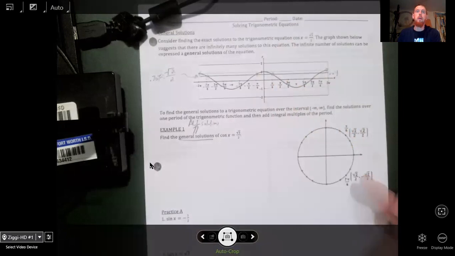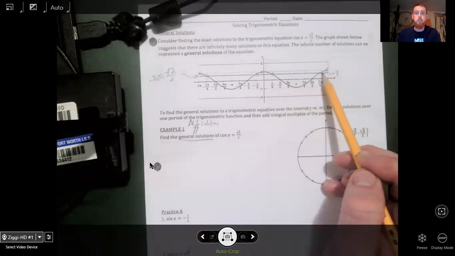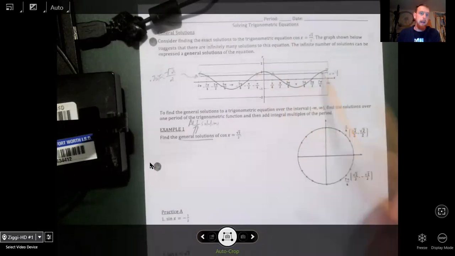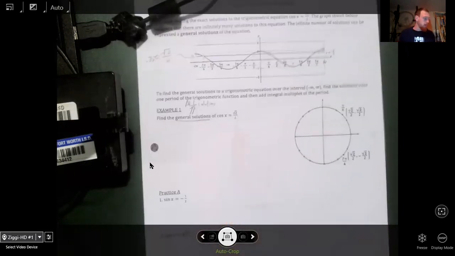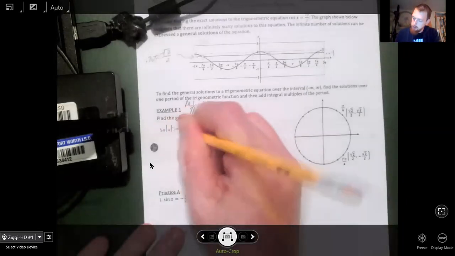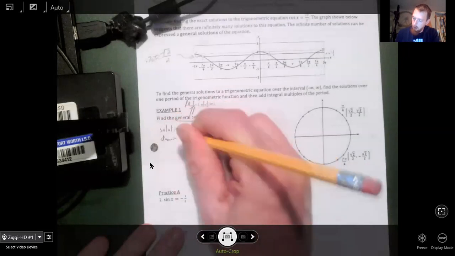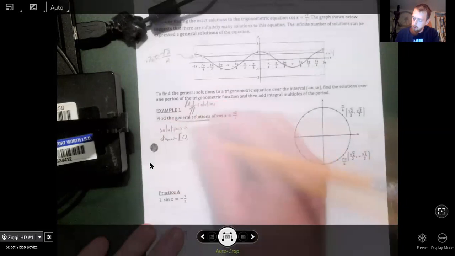Plus 2 pi would be 23 pi over 4. And I could just keep on going forever and ever. So I want an elegant way to be able to write out all the solutions of this equation. Well, there's a two-step process to doing that. First, you want to find your solutions in the domain of 0 to 2 pi.